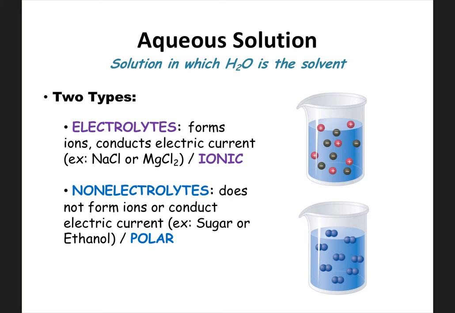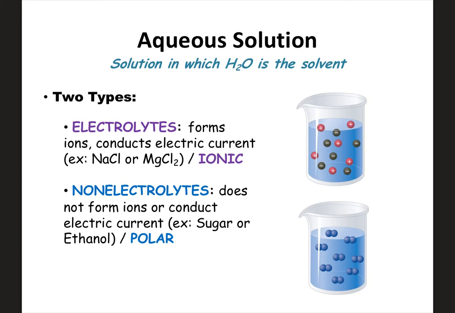Basically, electrolyte solutions will conduct electric current. You get this when you dissolve ionic substances in water because the ionic substances dissociate. They separate into their ions so the solution can conduct an electric current. So if you put sodium chloride or magnesium chloride in water, that becomes an electrolyte solution because of the dissociation, and it can conduct.